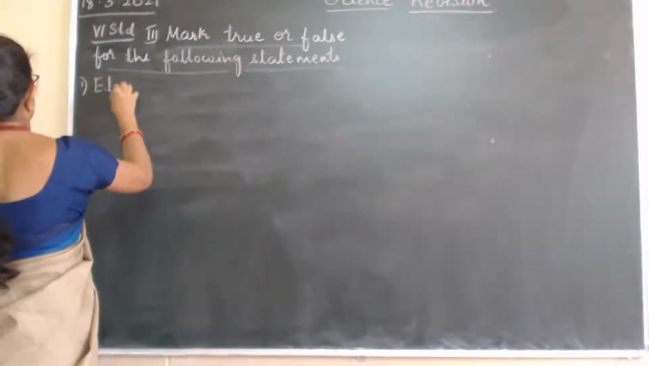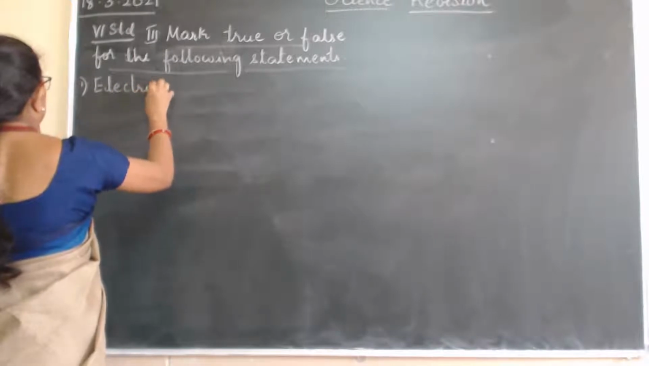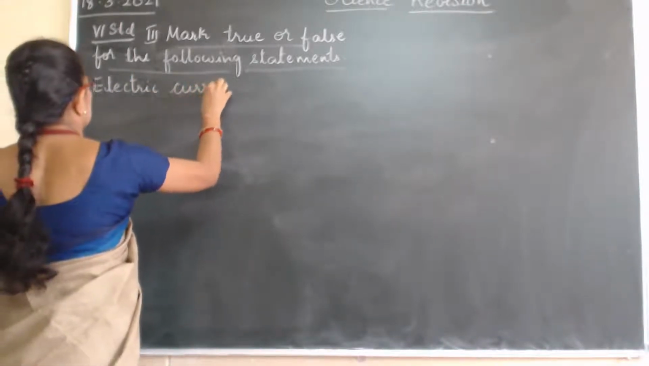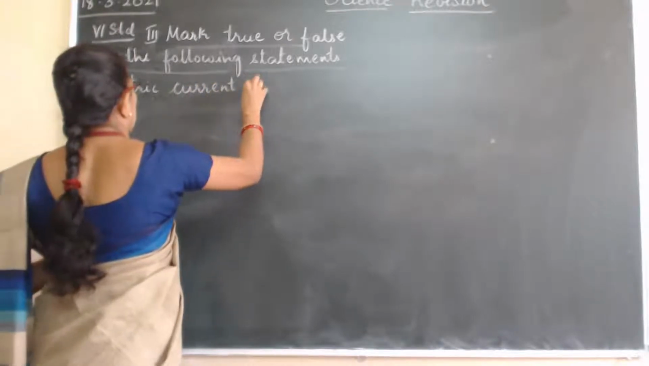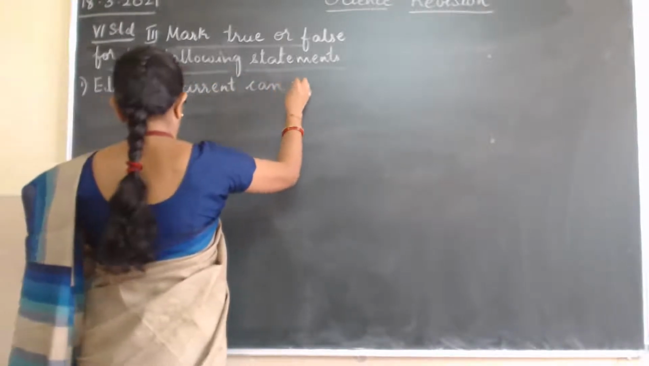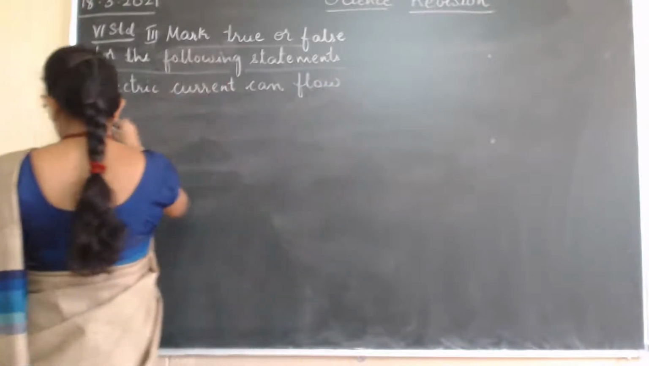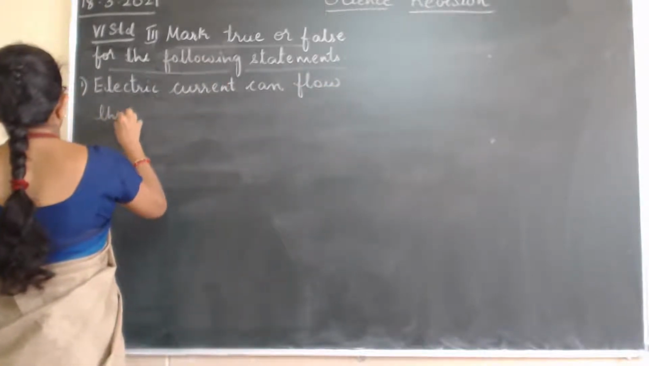Now the first one we'll write: electric current can flow through metals.